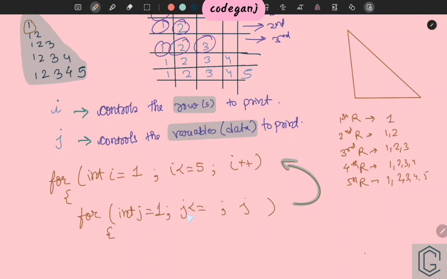Now the j loop has to run how many times? When your i is 1, the j has to print 1. When your i is 2, the j has to print twice. What does i control? i controls the rows, right? So when it is the third row, it has to print 3 times. When it is the fourth row, it has to print 4 times. Meaning when it is in the third row, and who decides the row? i. So it has to print 3 times, meaning what is the maximum value j will go up to? It will go only up to i. Are you able to understand this or not? The value of j will go up to i only.